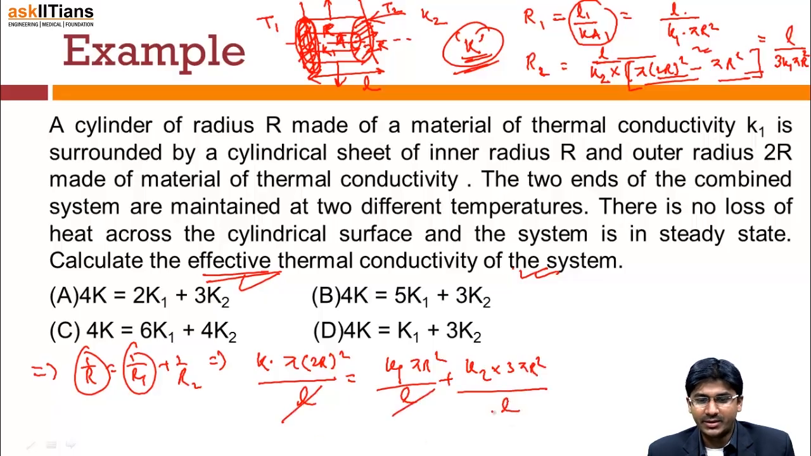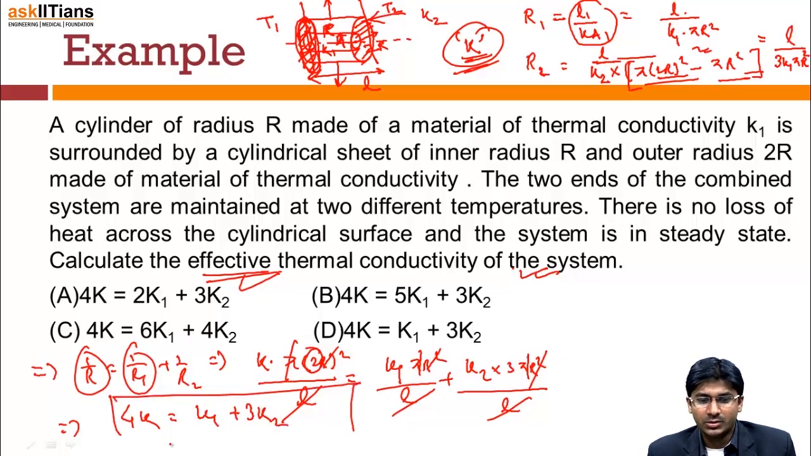Let's see what things are getting cancelled out. This L, pi, and r square will get cancelled out. What you have is, here you will have 4. So you have 4K is equal to K1 plus 3 K2. So if you look into the options, if you have any, yes, D is the correct option.